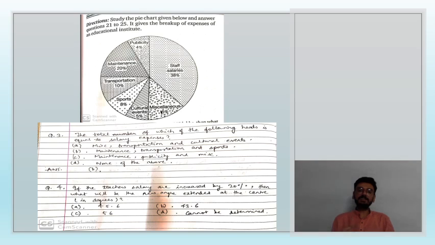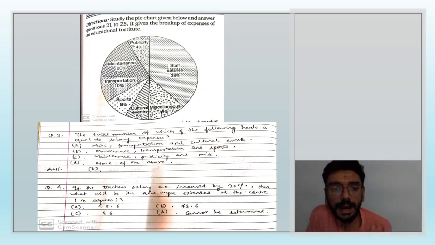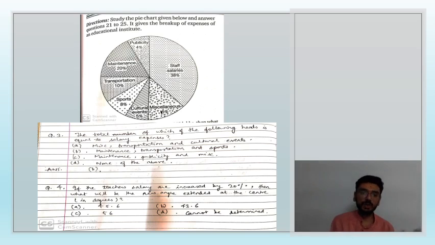So it is a fairly simple yet tricky problem, because some of you might get stuck as to how to calculate that. But the simple answer is the data given in the pie chart is not enough to come out with a conclusive answer as to what the teacher's salary would be. So there is insufficiency of data.